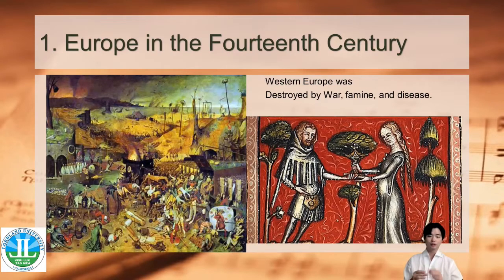From 1309 until 1377, the popes resided at Avignon in southeastern France under the virtual control of the French king. This period, known as the Babylonian captivity of the papacy, was succeeded by the Great Schism from 1378 to 1417. There were rival claimants to the papacy in Rome, in Avignon, and later in Pisa. This state of affairs, compounded by the often corrupt life of the clergy, drew sharp criticism expressed in writing.